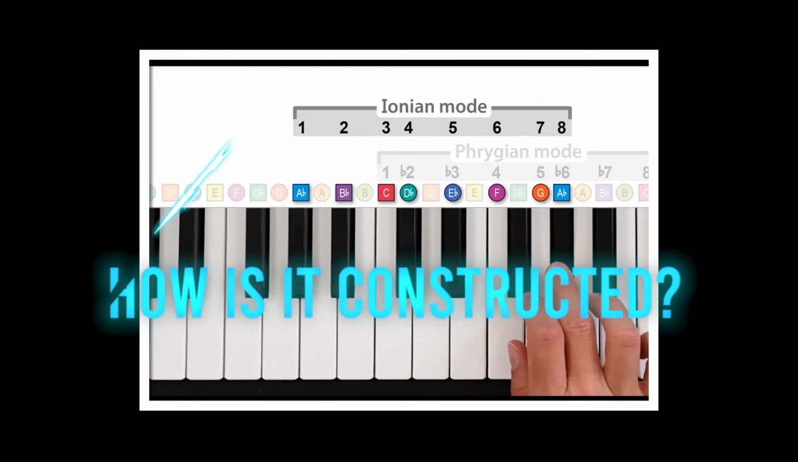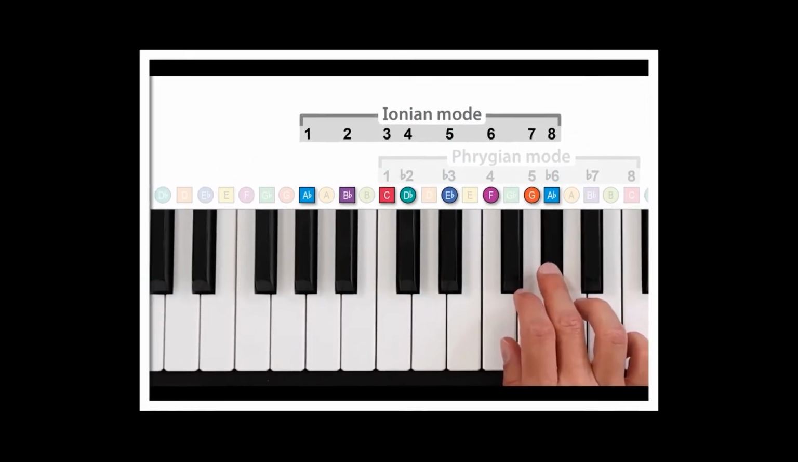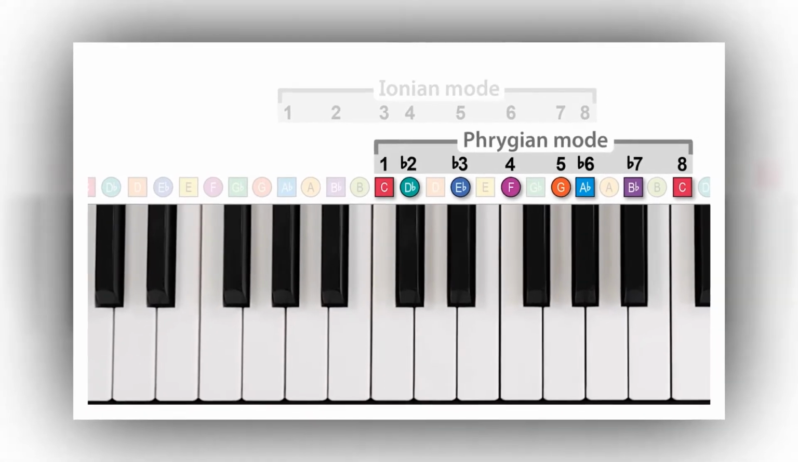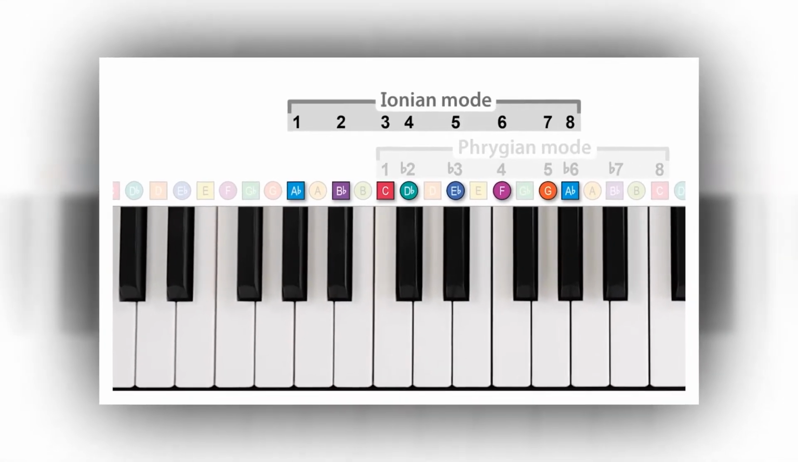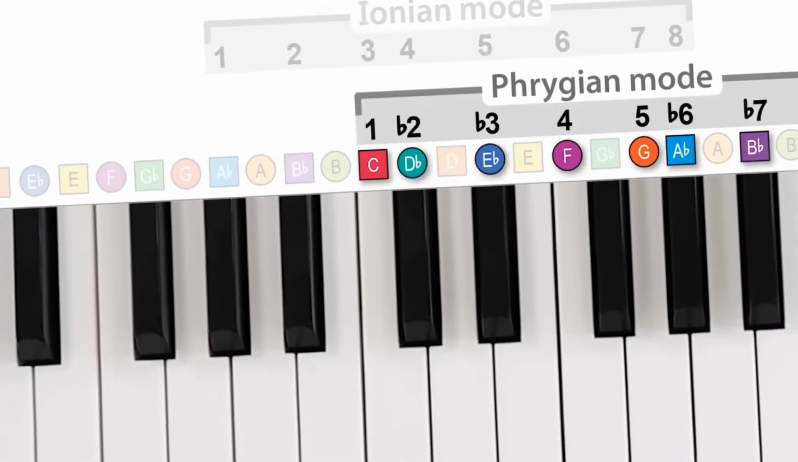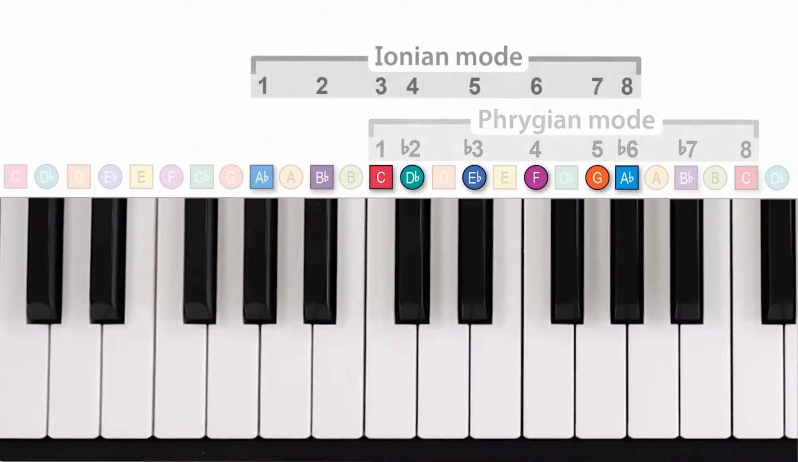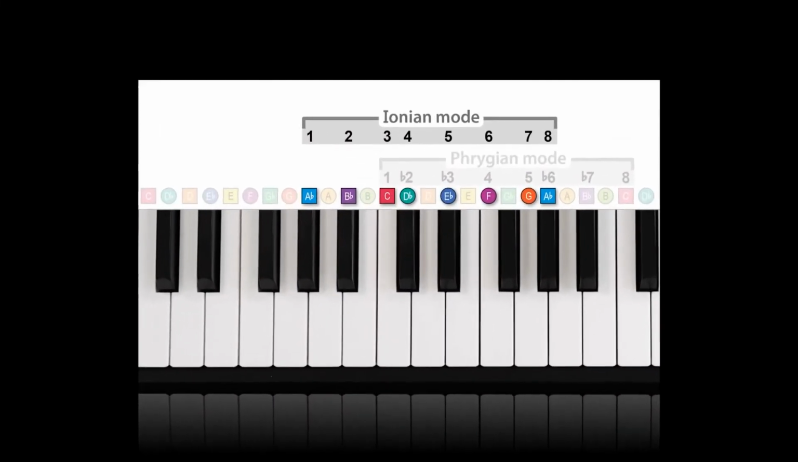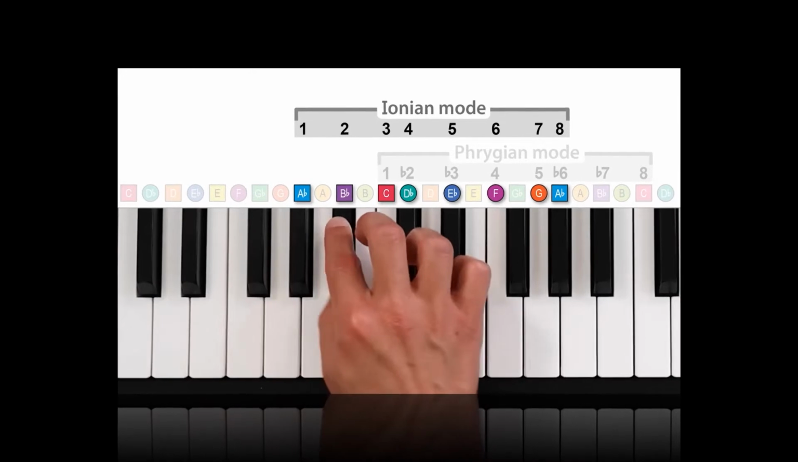How is it constructed? There is a formula for creating the Phrygian mode, as there is for all the modes. The Phrygian pattern is the following tones and semitones: S, T, T, T, S, T, T, where T equals a tone and S equals a semitone. In whole or half steps, this would be H, W, W, W, H, W, W.